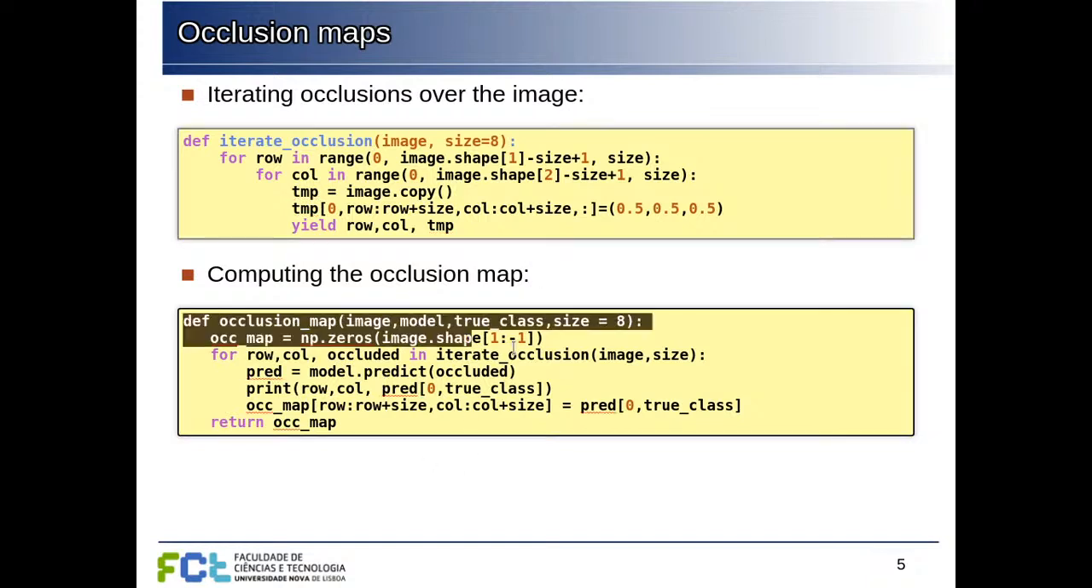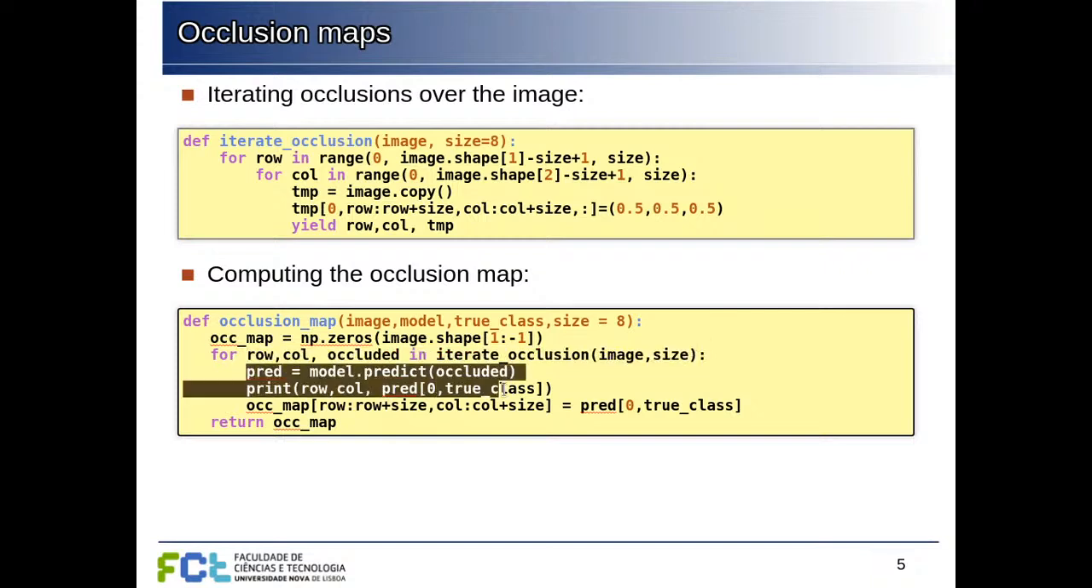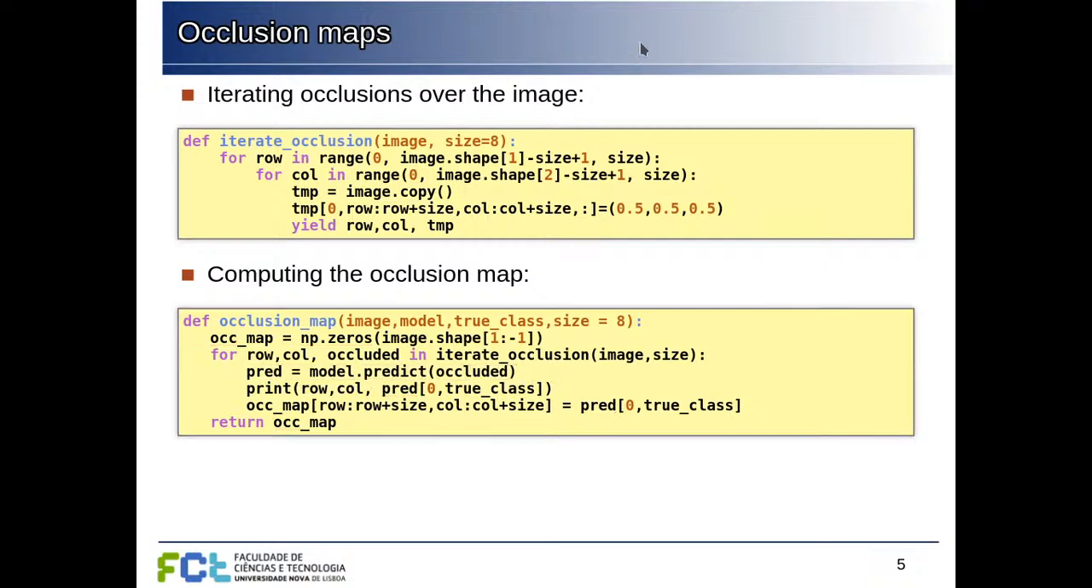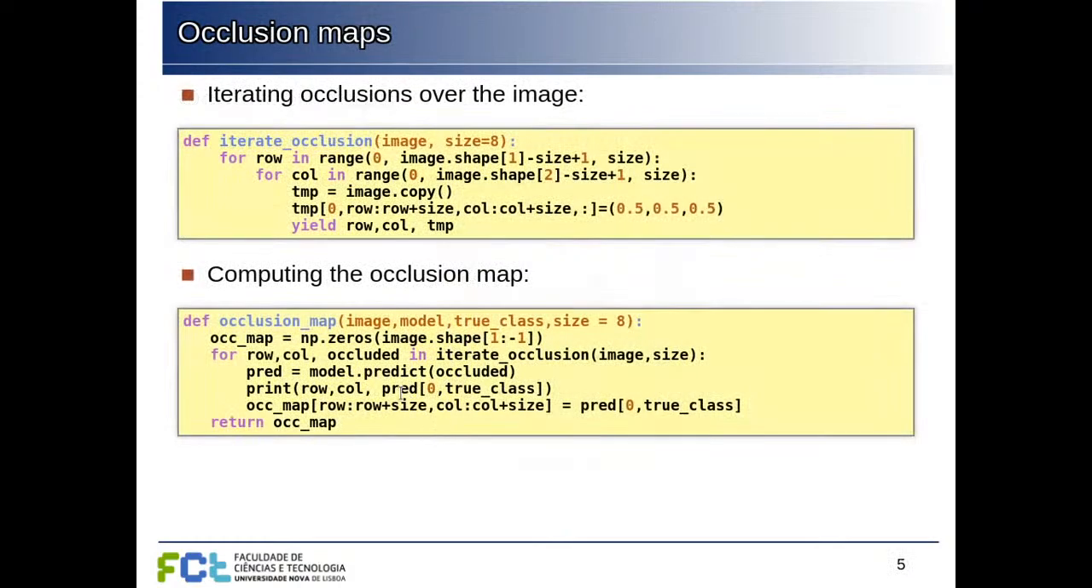And now I'm going to compute the occlusion map by looping through all the positions where I can put the gray square, using my model to predict the class of the image after this kind of transformation, after hiding part of the image. And then I'm going to look at the value of the true class.